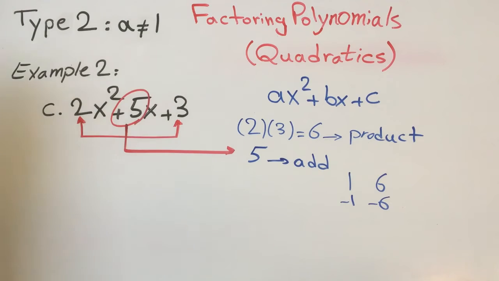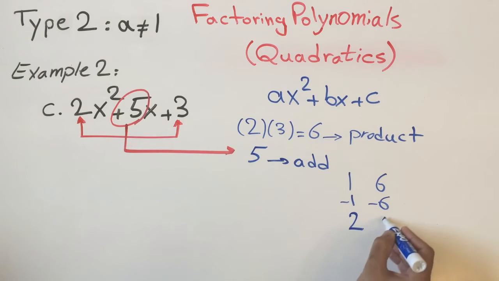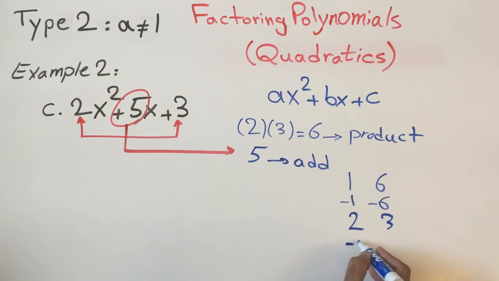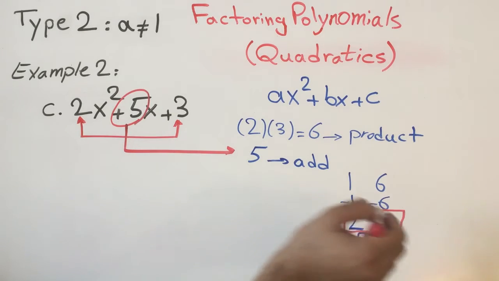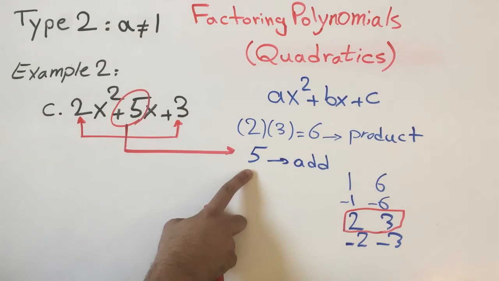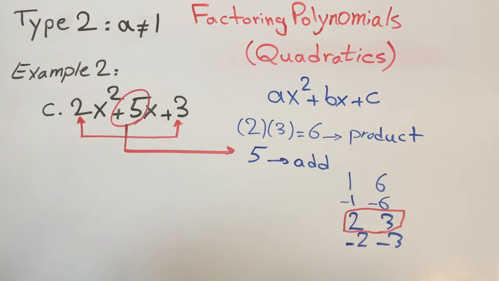What are the other numbers? Yes, 2 and 3, and then as you know, negative 2 and negative 3 will multiply to 6. So which one will add up to 5? Let's check it quickly. As you noticed, the third pair, 2 and 3, will add up to 5 and will multiply to 6. So these are not correct.